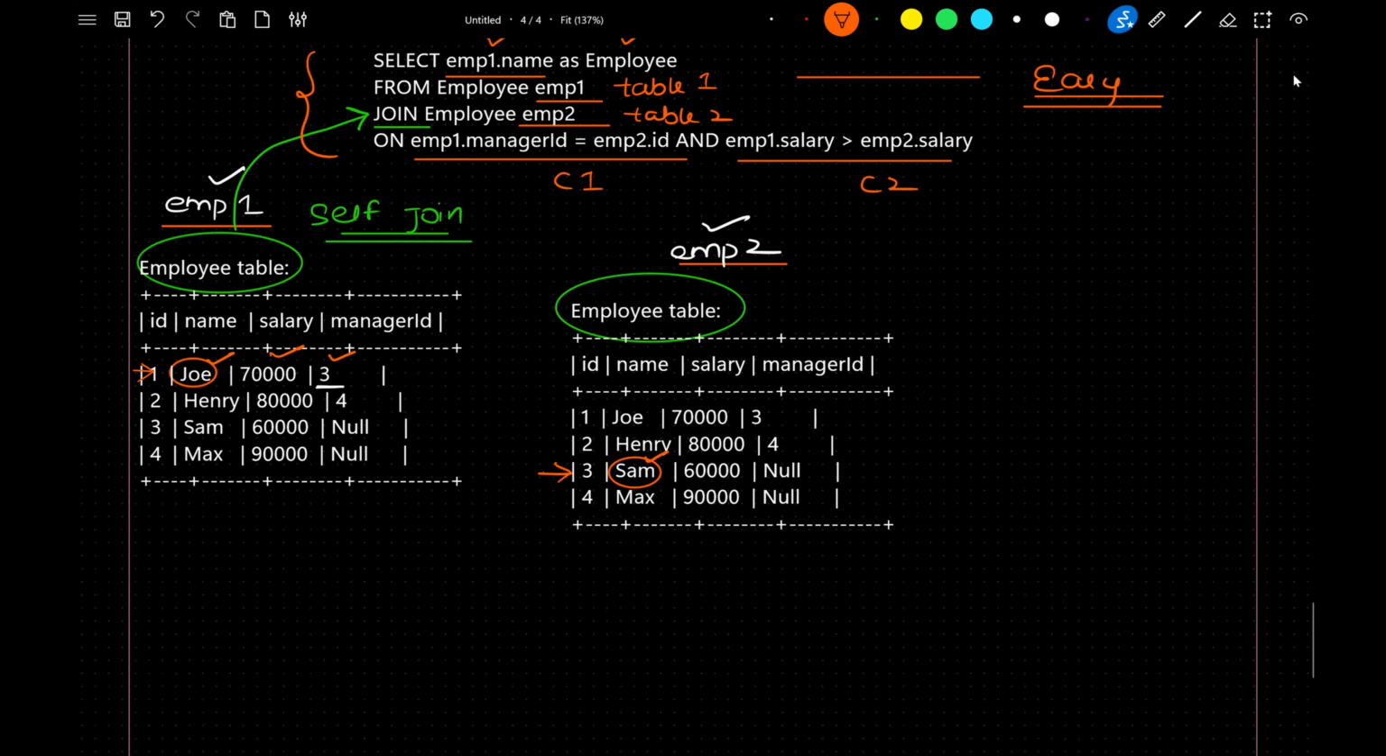Ma'am, M2.name is giving Sam because of this reason, na? Because currently it is pointing towards the ID 3 and 3 is pointing to the Sam. Yes, that's correct.